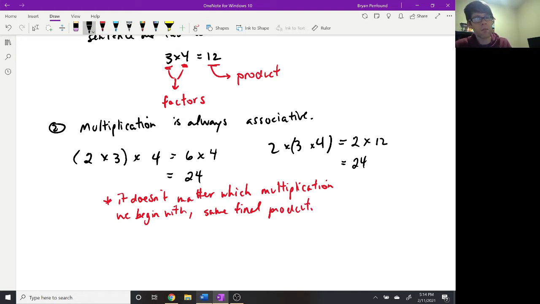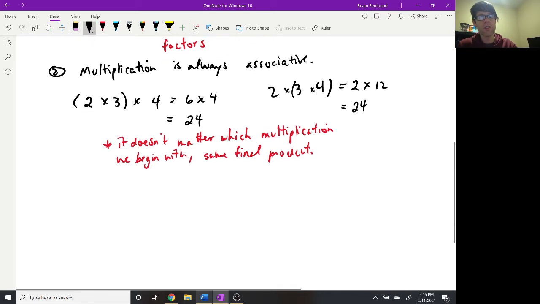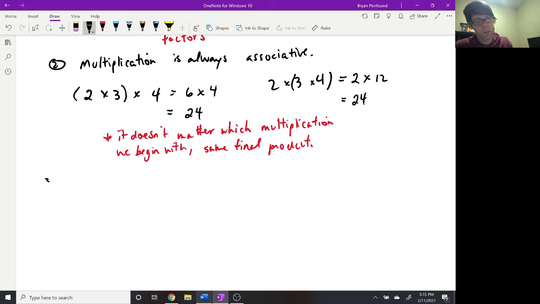Okay, so in other words, it doesn't matter if I start with the 2 times 3 or with the 3 times 4. I always end up with 24, which I think is kind of interesting, right? Because the middle part of our simplification, which is either 6 times 4 or 2 times 12, those numbers always come out to be the same final number. So that's kind of an interesting property for multiplication, even addition too, right? These middle steps are going to look a little different, but they still end up getting you to the same final product. I think that's really cool.